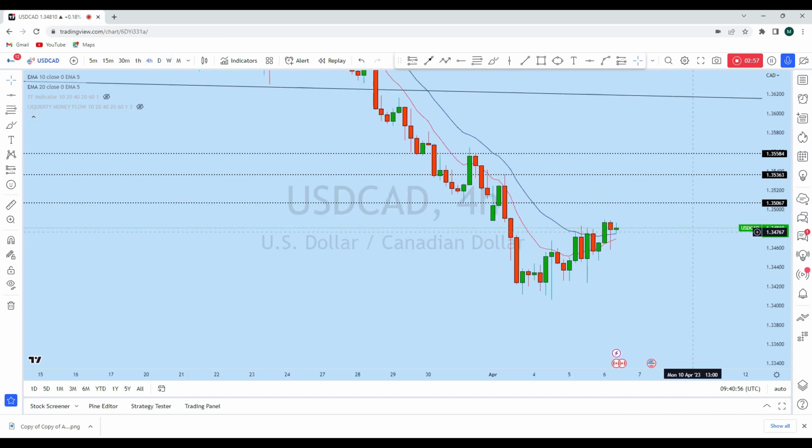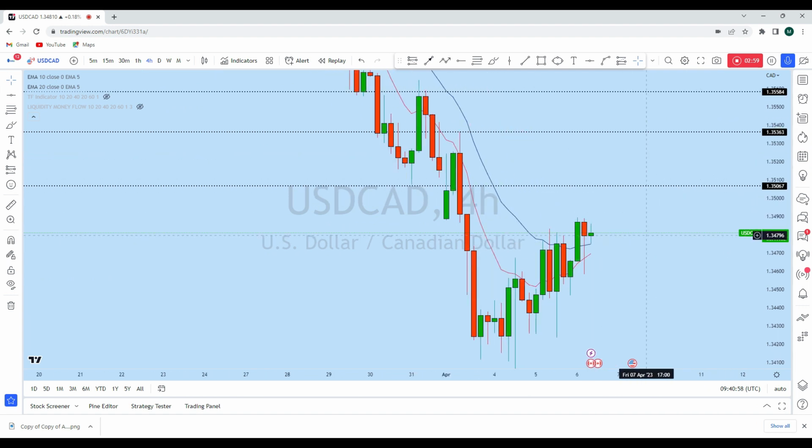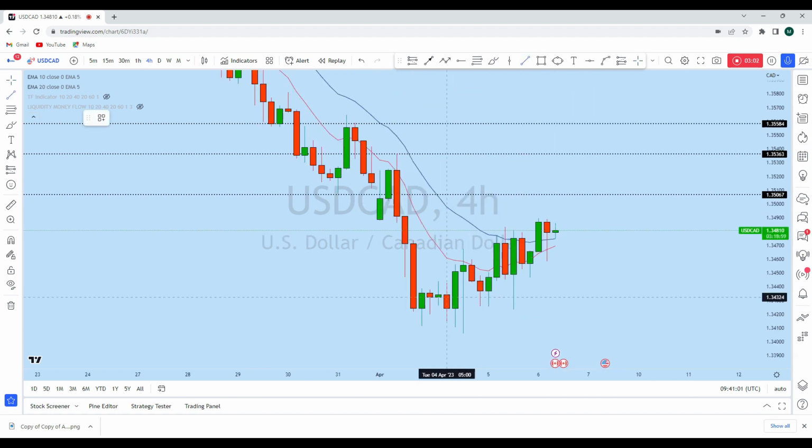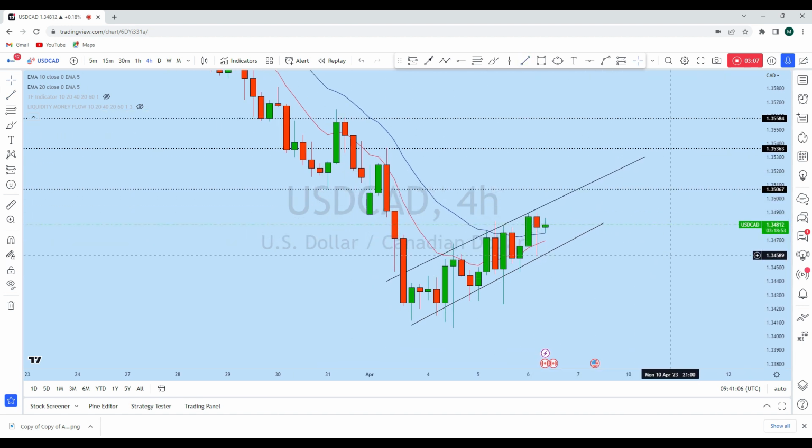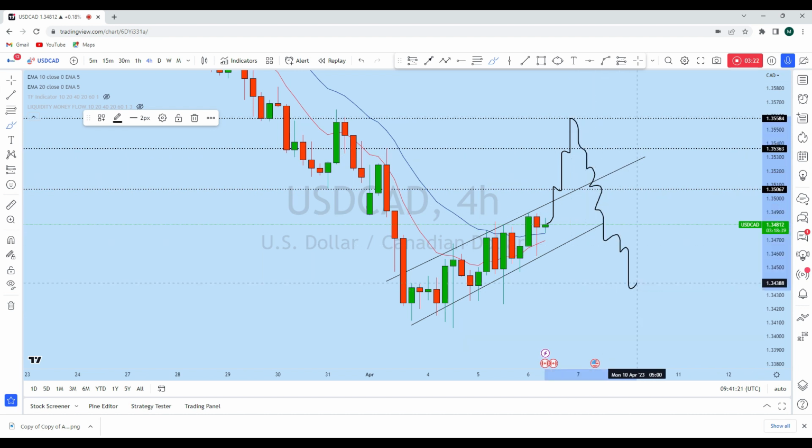Now looking at the lower time frame on the intraday, we see that USD CAD is going up along this channel. This channel is quite significant. As it is an upward, bullish channel, we can expect it to break to the upside initially and then to break to the downside to trend for a long term downtrend.